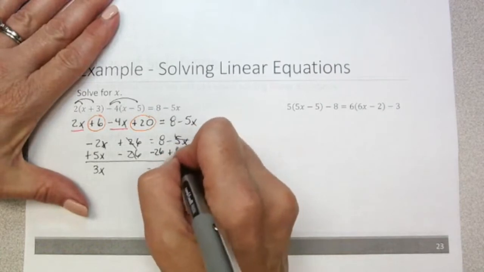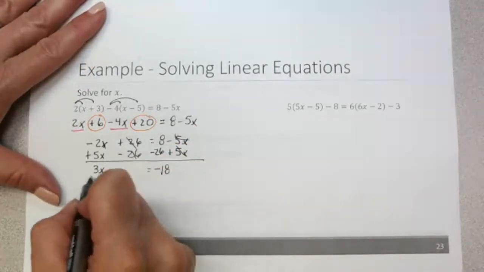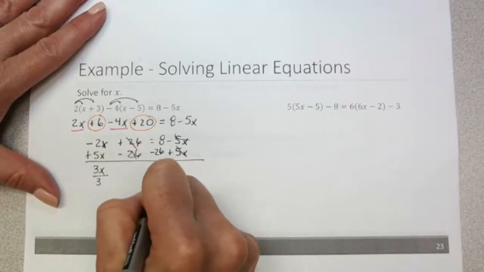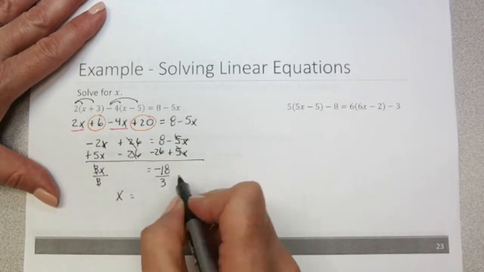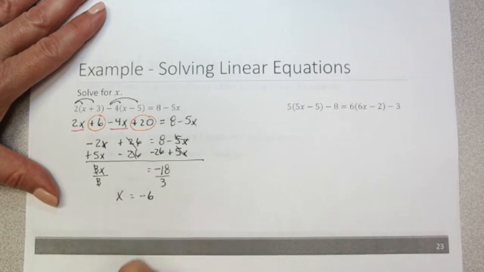And then, of course, the x terms here add out. So 3x is equal to -18. We just need to do one more step here to get x by itself, and that's divide both sides by 3. And we find that x is equal to -18 divided by 3, which is -6.